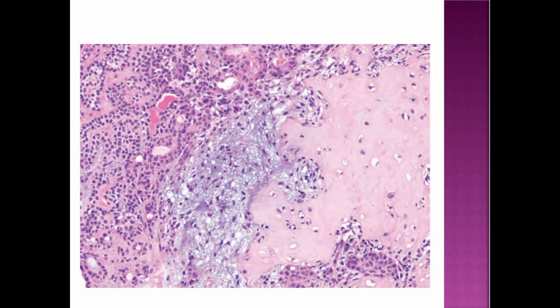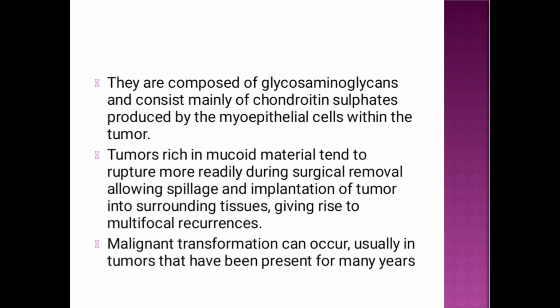You can see here this is both. Lacunae are also present here. The composition of glycosaminoglycans, consisting mainly of chondroitin sulfates, is produced by myoepithelial cells within the tumor. So this is very important.